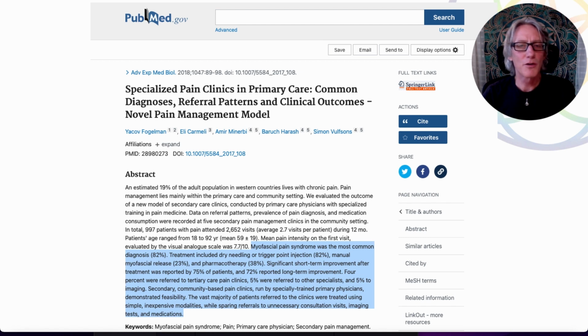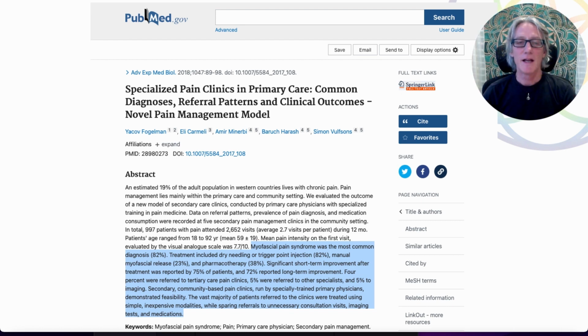The last part of this paragraph says the vast majority of patients referred to the clinics were treated using simple, inexpensive modalities while sparing referrals to unnecessary consultation visits, imaging tests, and medications. I have seen this stuff work myself. As a coach in the body practitioner, I deal with retraining pain-free movement using trigger point therapy. Coaching the body is basically an advanced form of trigger point therapy with a lot of innovations, and I've treated hundreds of people for shoulder pain conditions successfully.